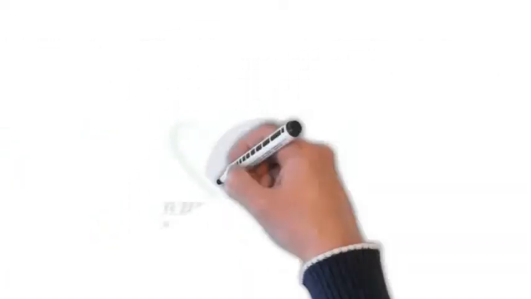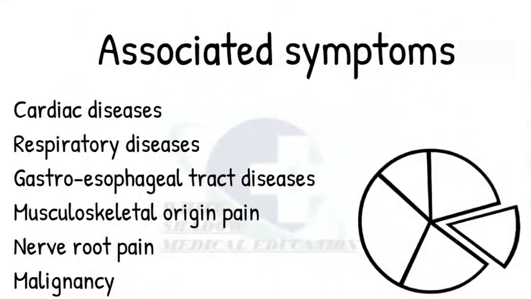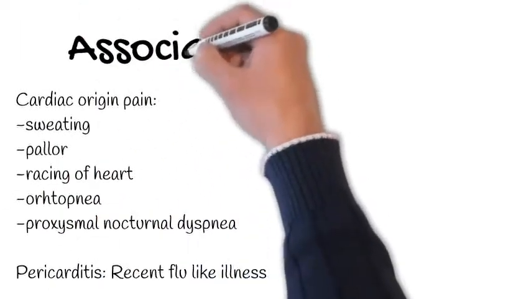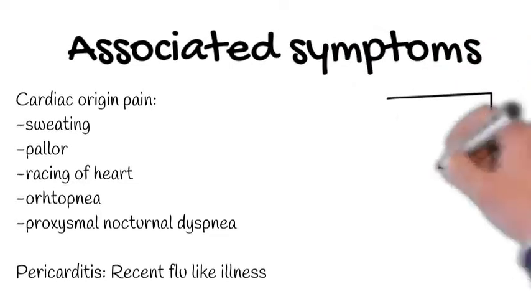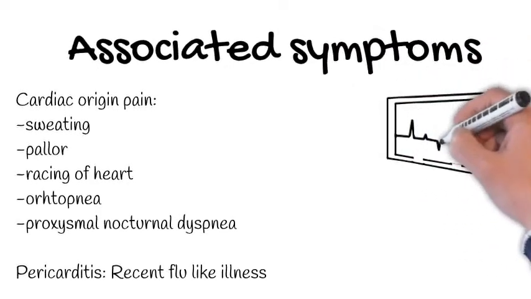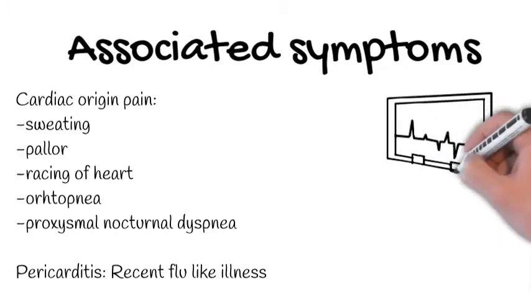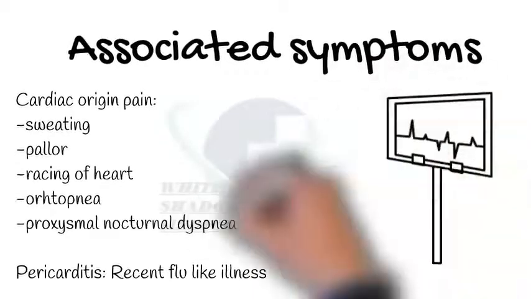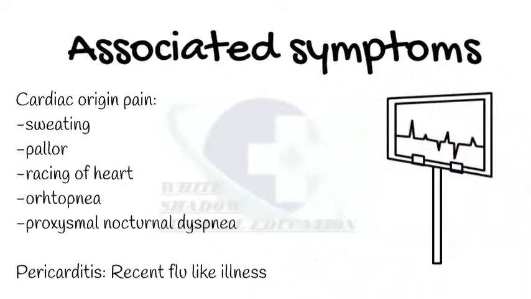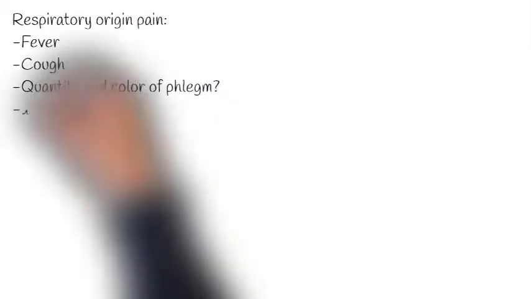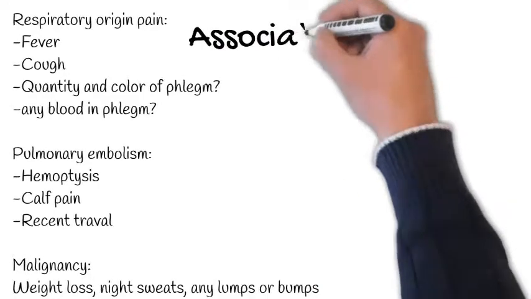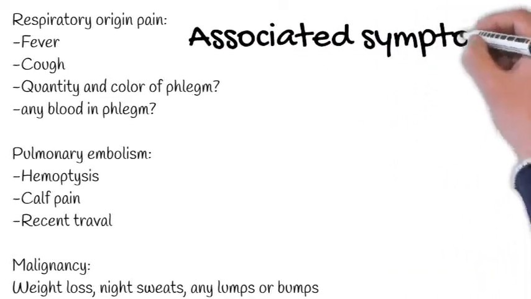Associated symptoms. Let's discuss the differential diagnosis of chest pain and how to rule them out by asking simple questions. Regarding cardiac pain, ask about sweating, pallor, racing of the heart. Do you ever wake up at night breathless? How many pillows do you sleep on at night? Have you noticed any swelling in your legs? For pericarditis, ask about any recent flu-like illness. Next, ask about respiratory chest infection. Ask about any fever, cough, quantity and color of phlegm. Does it ever contain any blood mixed in it?